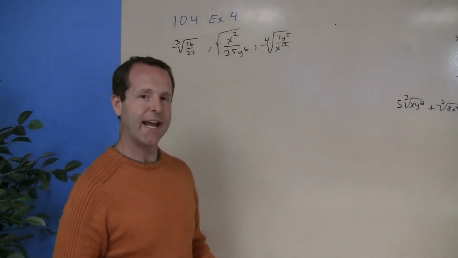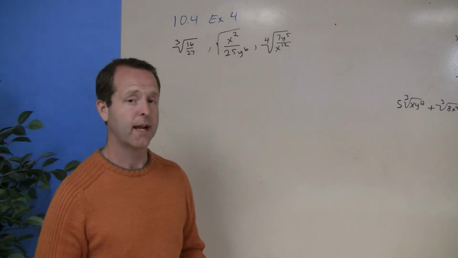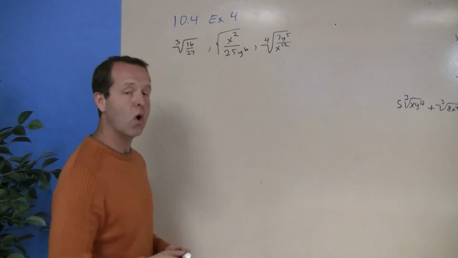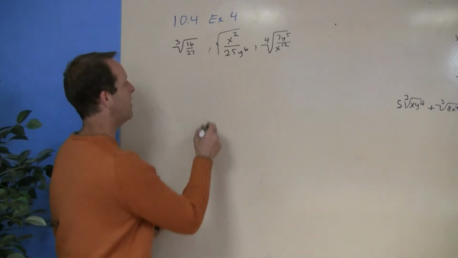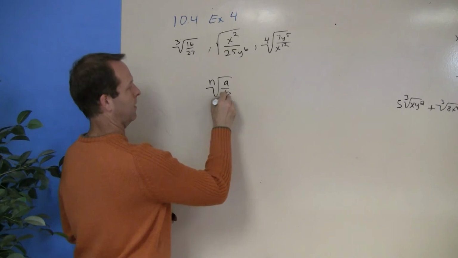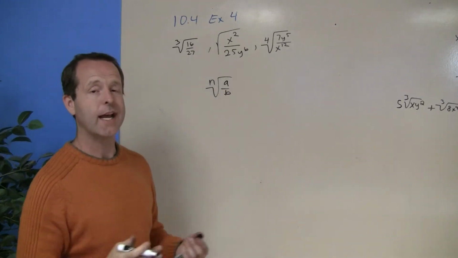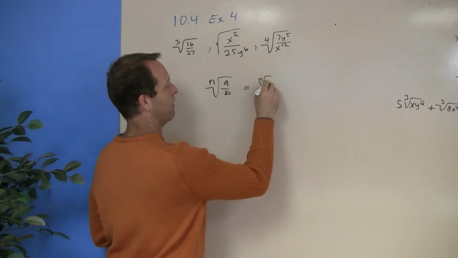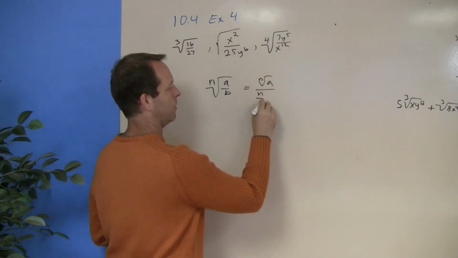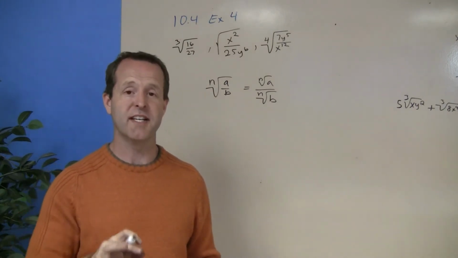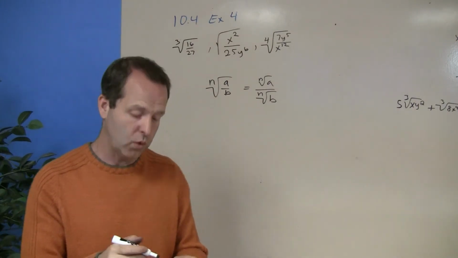Looks like we got an animal that looks a little bit different. And to understand how to use this animal, we're going to use something called the quotient rule, or the quotient rule for radicals. And that basically says that if I have an nth root of some fraction, let's say the nth root of a over b, I can rewrite it as the nth root of a over the nth root of b. Basically, I can split the numerator and denominator up into its individual roots.